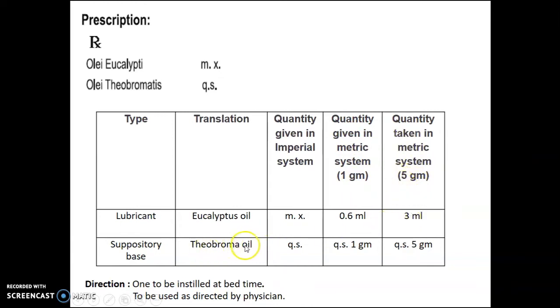And theobroma oil is nothing but the oil of cocoa butter. It is used as a suppository base, and the quantity given in the imperial system is quantity sufficient. So the quantity given in the metric system for preparing 1 gram should be quantity sufficient to prepare up to 1 gram, and the quantity taken for preparing 5 gram should be quantity sufficient to prepare up to 5 gram. Direction: to be instilled at bedtime and to be used as directed by the physician.